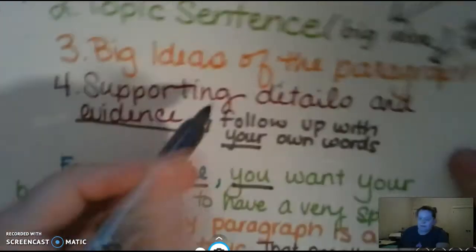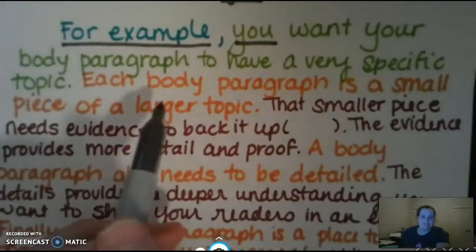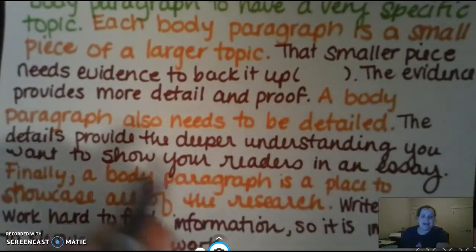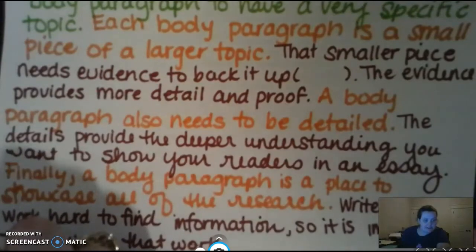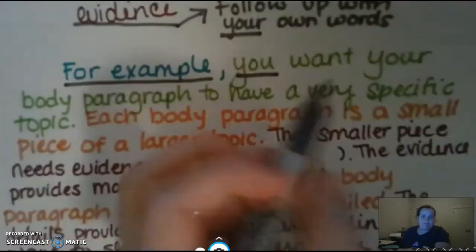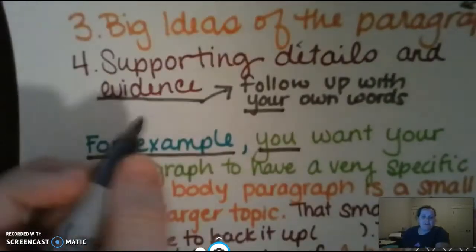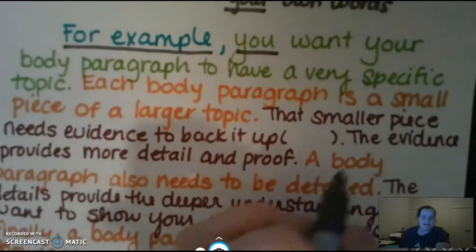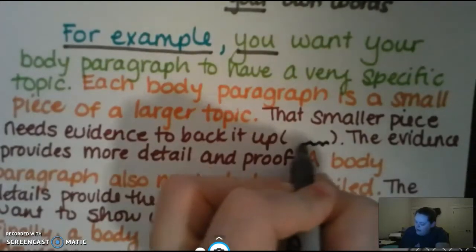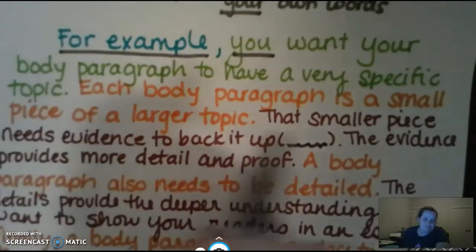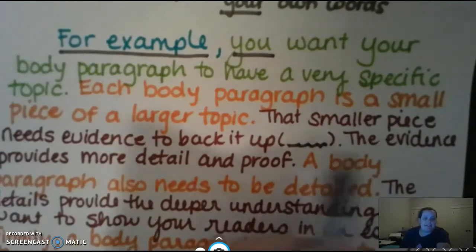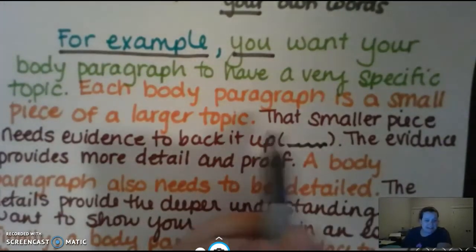Then I went on to my big ideas of my paragraph. So I have, as a small piece of a larger topic, needs to be detailed and is a place to showcase all of your research. Okay, so again, that goes with that specific topic. And then the darker red is going to be the supporting detail. So you can see here, I had a quote. I made it up, but if I were to cite my research, notice I have another sentence that comes after it that goes into more detail about what that says.